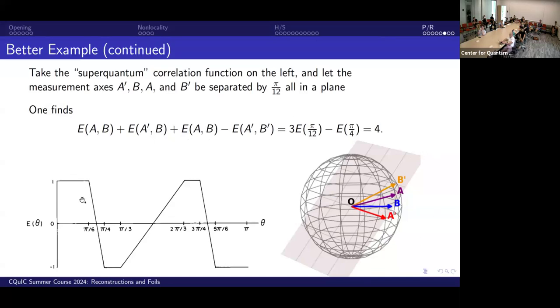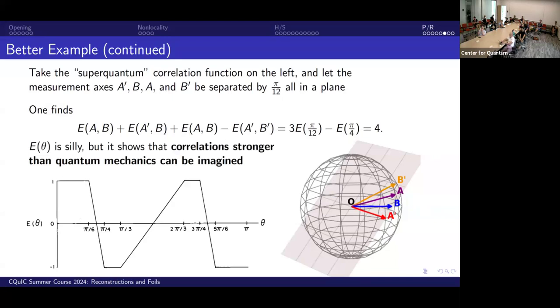So you look at this correlation function over here. Pi 12ths has a value of 1. Pi 4ths has a value of -1. So this sum produces a 4 here. It's another super quantum violation here.